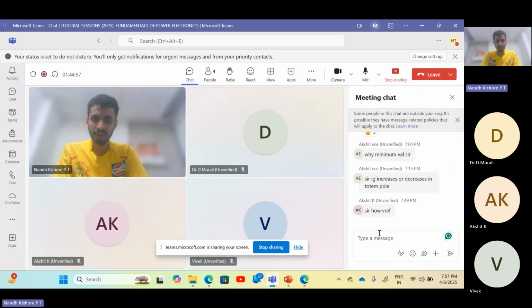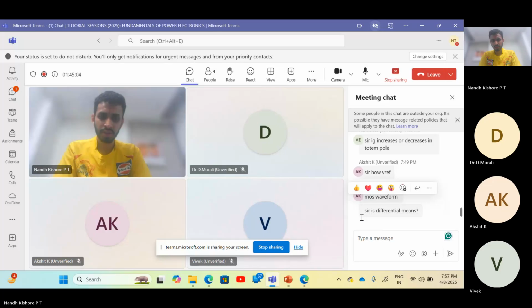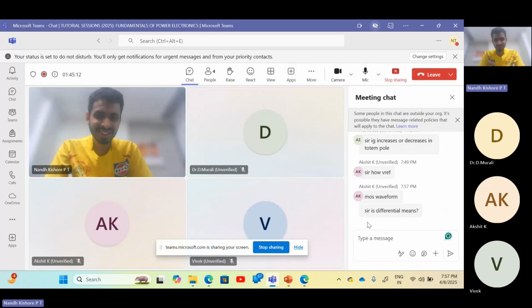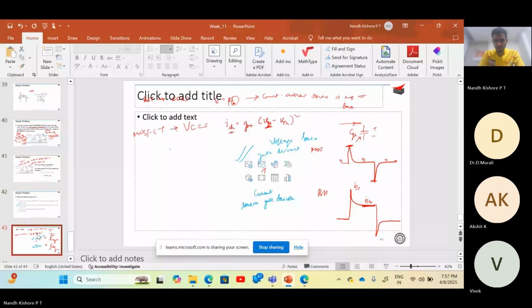Hello, Akshit. If you can type, I can probably get your message. Different means I didn't understand your question. So the MOS waveform for the last question, you are telling this one.